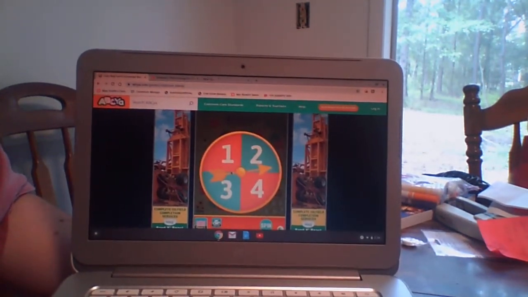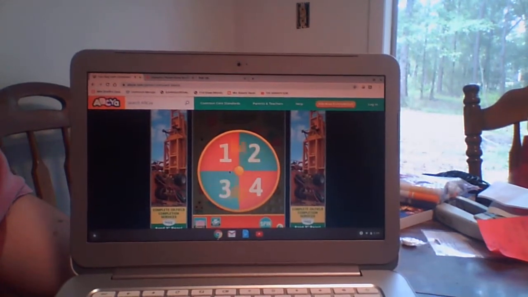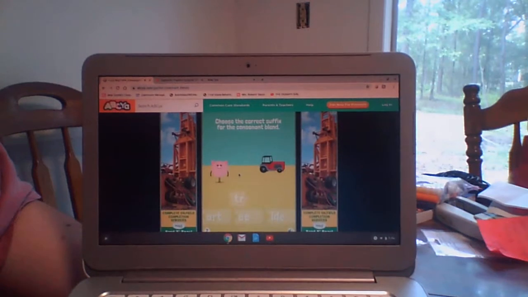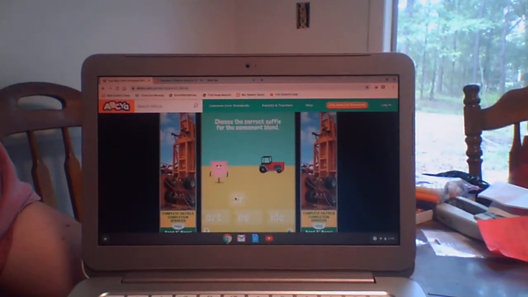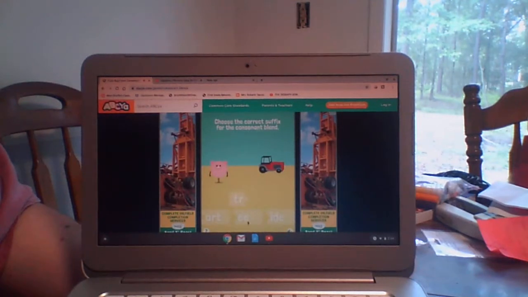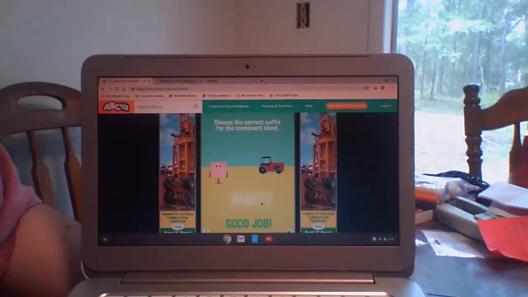And I'm going to hold the mouse down. So the consonant blend I'm given is TR. So it gives me ART, double E, and IDE. So I'm going to move my mouse over the TREE, and I'm going to drag it there and make the word tree.